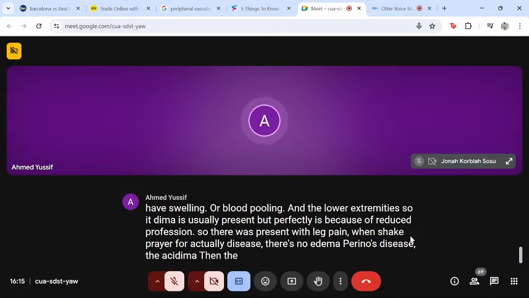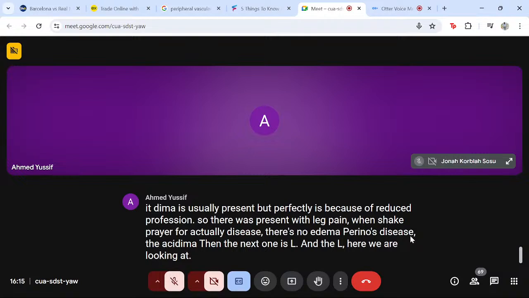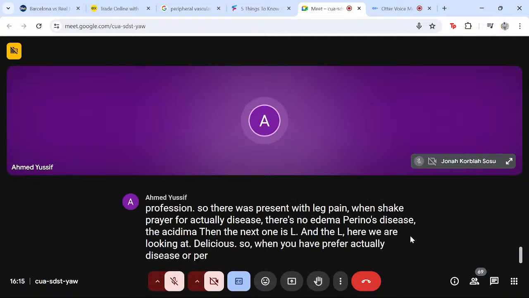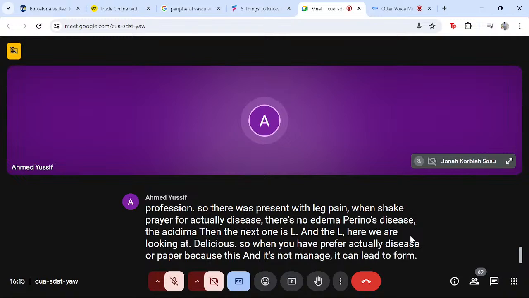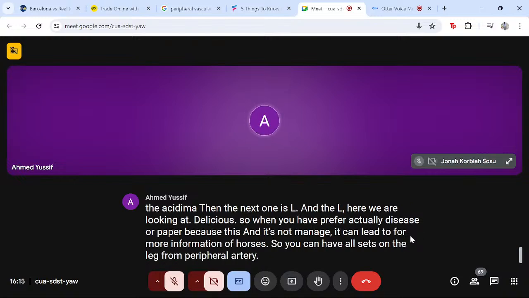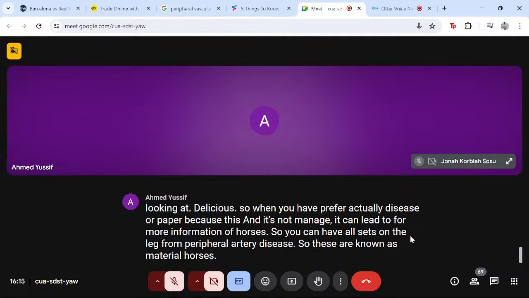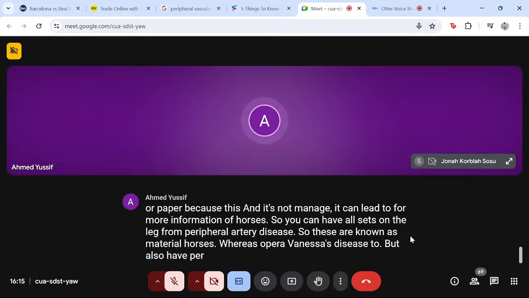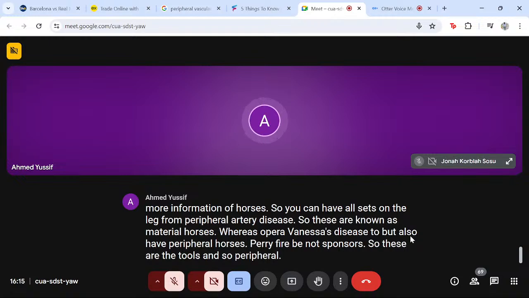Then the next one is L. And the L here, we are looking at the lesions. So when you have peripheral artery disease or peripheral venous disease, and it's not managed, it can lead to formation of ulcers. So you can have ulcers on the leg from peripheral artery disease. So these are known as arterial ulcers. Whereas for peripheral venous disease, you could also have ulcers, peripheral venous ulcers. So these are the two ulcers. So peripheral artery ulcers and peripheral venous ulcers.